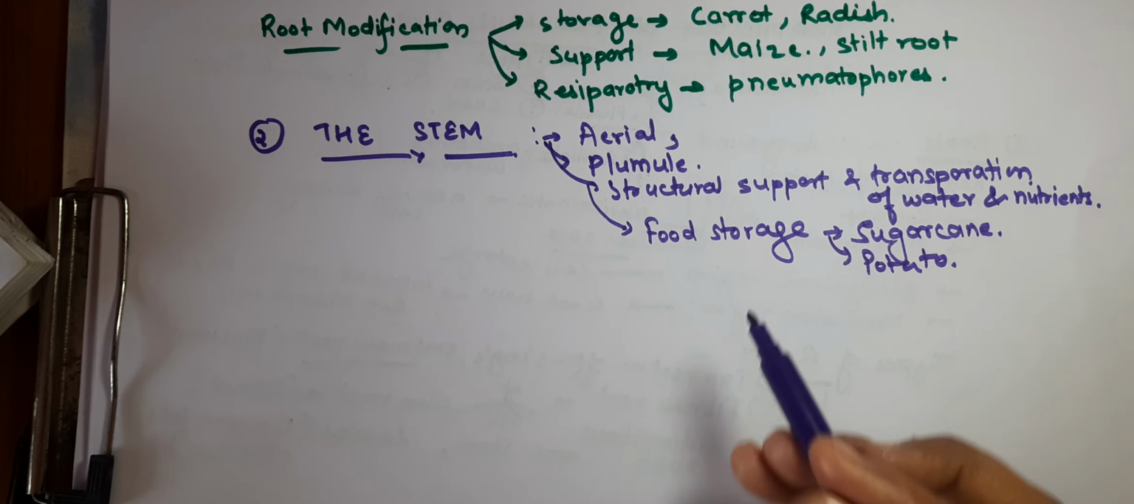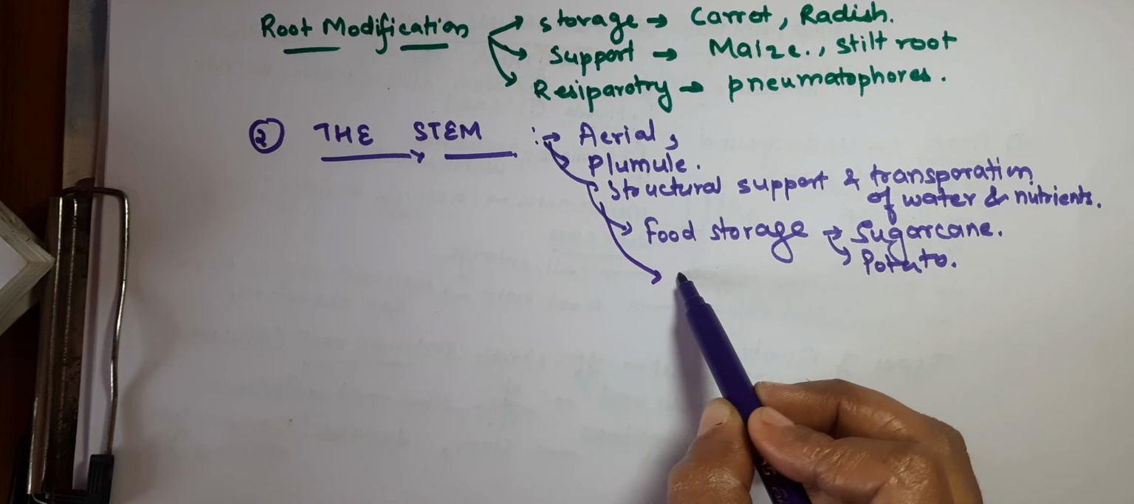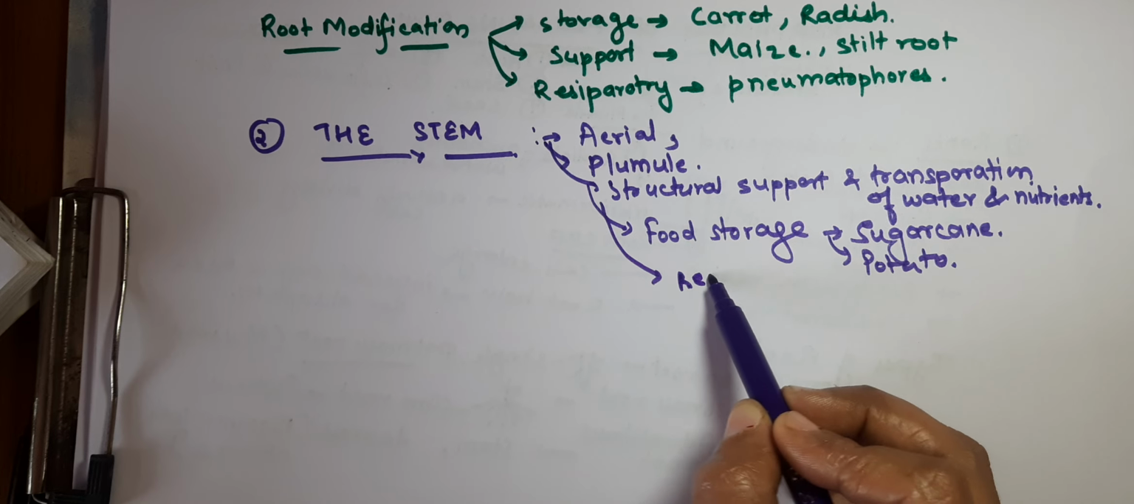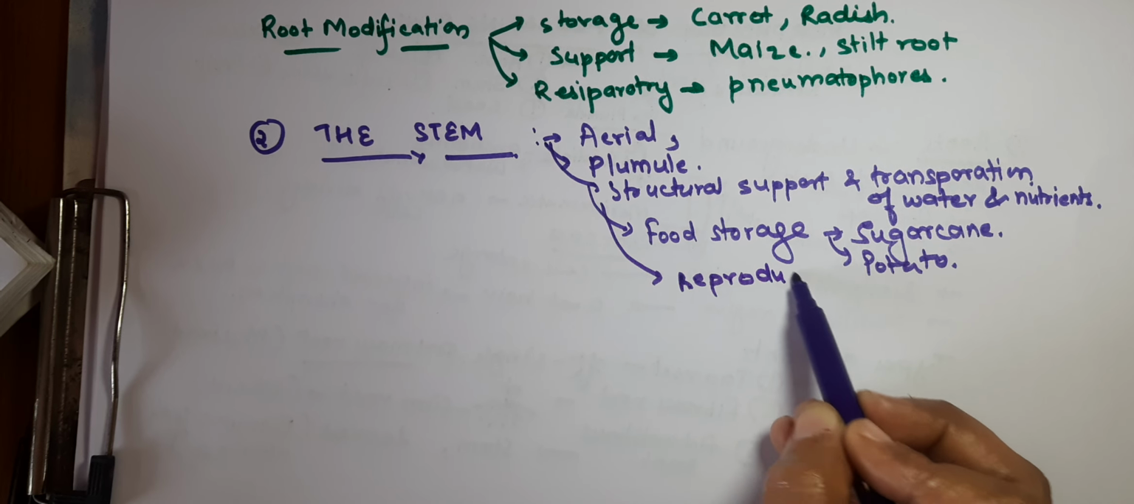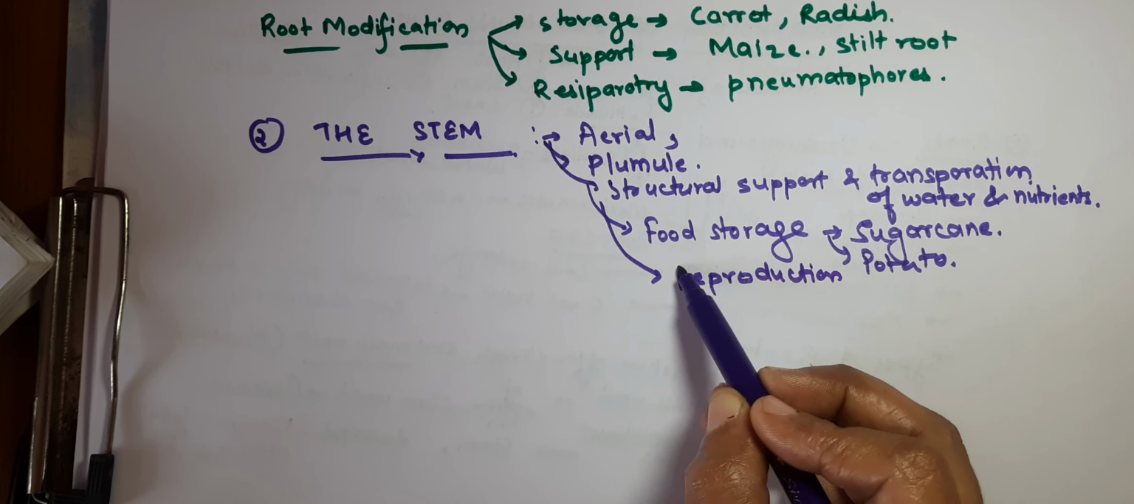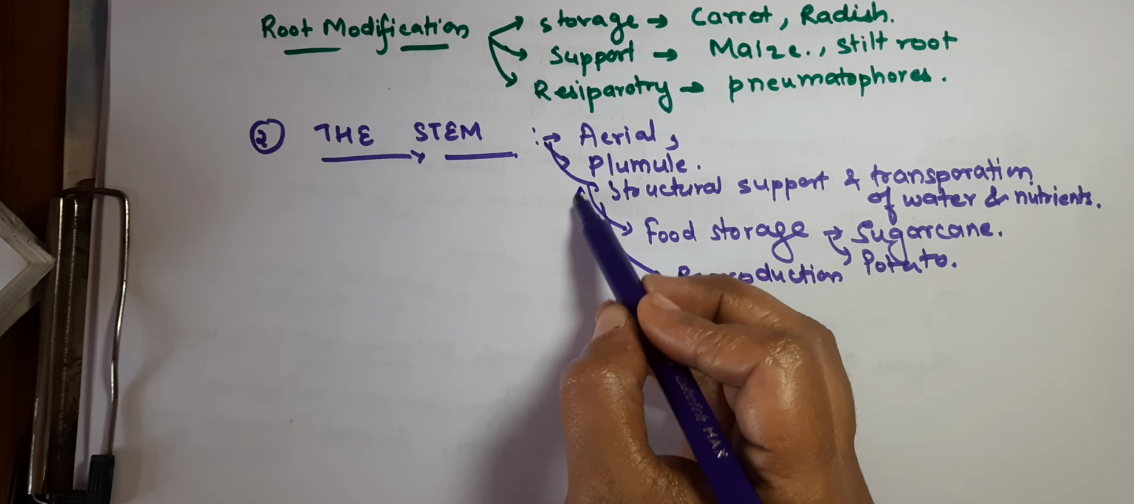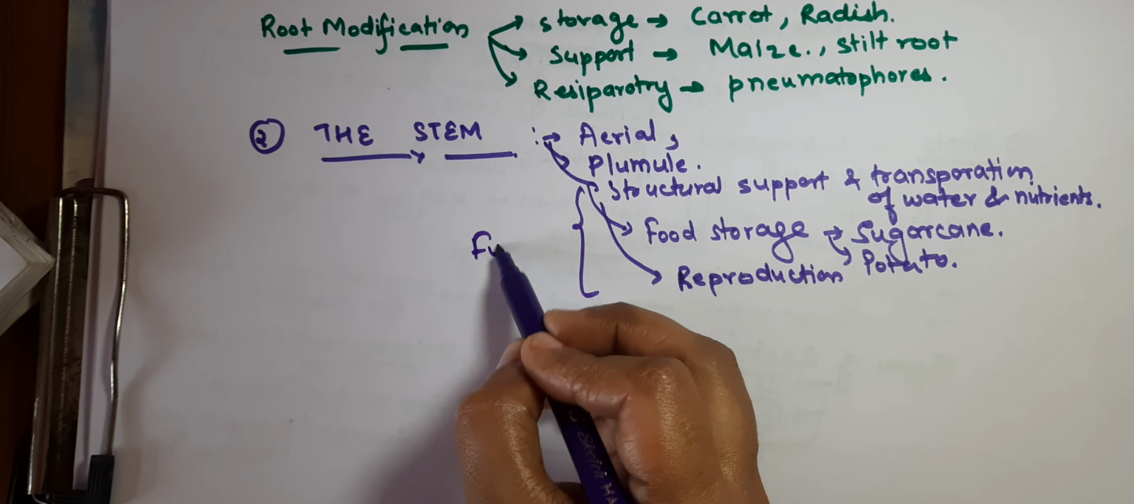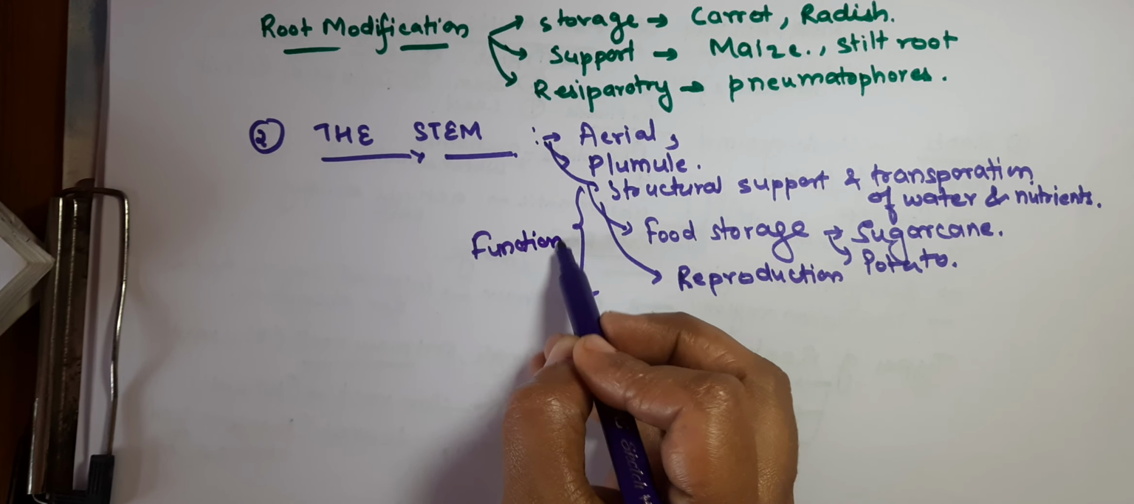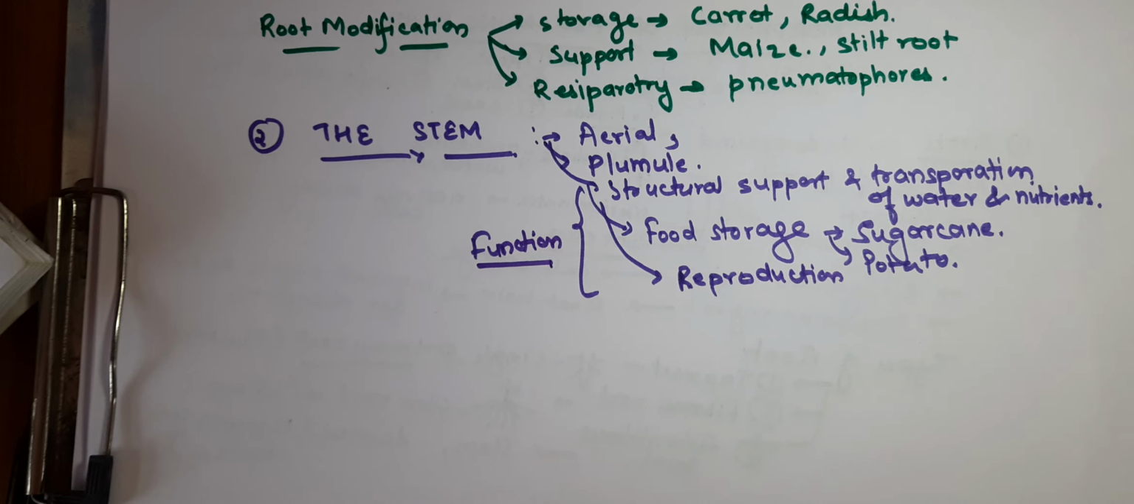Then some stem cuttings will also assist in reproduction. From some stem cuttings, a new plant will grow. So they provide a medium for reproduction. These are the chief functions of the stem. Now let's talk about stem modification.